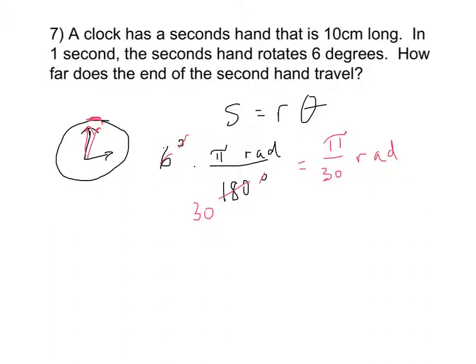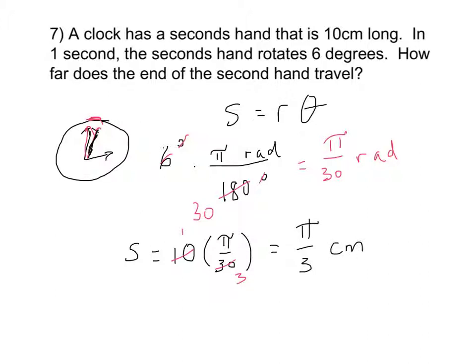Now, what we want to find is the arc length. So we go back to the arc length formula. S is equal to R, the radius, which would be the entire length of the seconds hand, which would be 10 centimeters. And we're going to multiply that by theta, which is our pi over 30 radians. And when we multiply that out, notice we can do a little bit of reducing here, and we can end up with our solution of pi over 3 centimeters will be the distance of the arc length that's traveled along there.